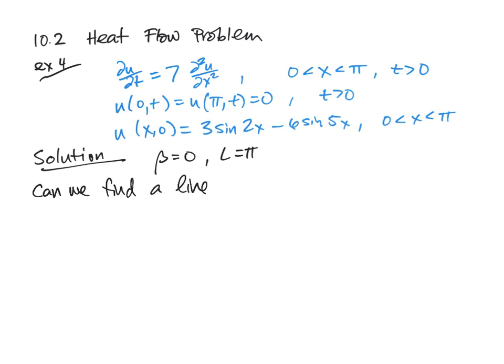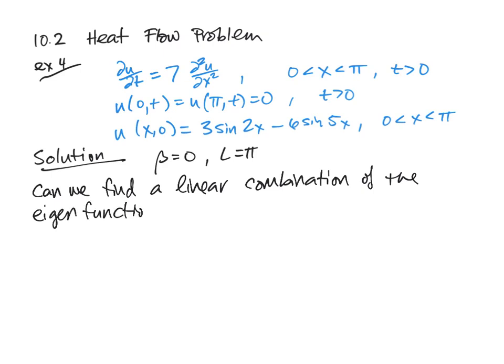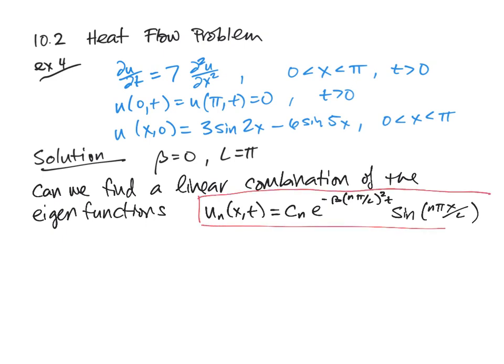And so let's hope that we can find a linear combination of the eigenfunctions. And those eigenfunctions looked like u_n of x, t equals c_n e to the negative beta (n pi over L) squared times t, times sine of n pi x over L. So can we find some linear combination of these guys, let's put this in a box, that satisfies the initial condition?